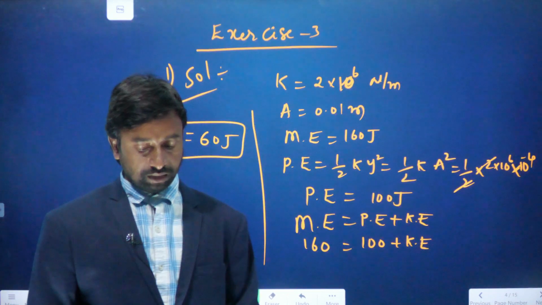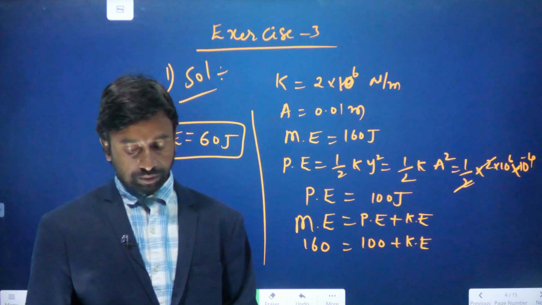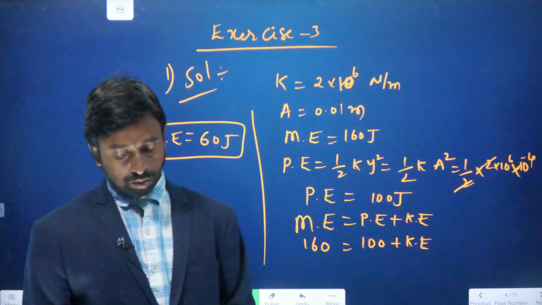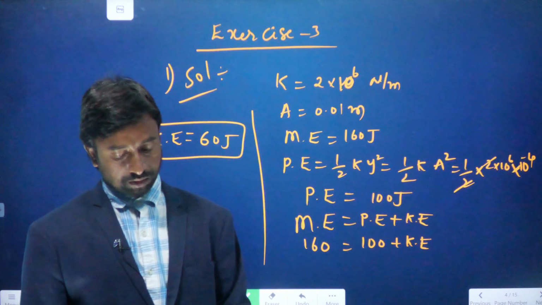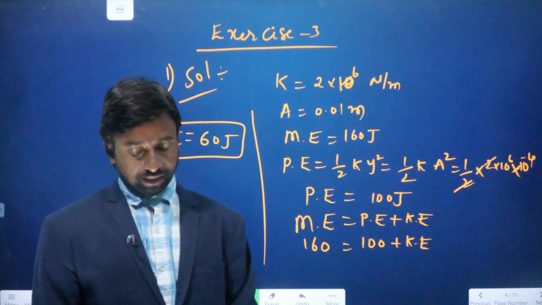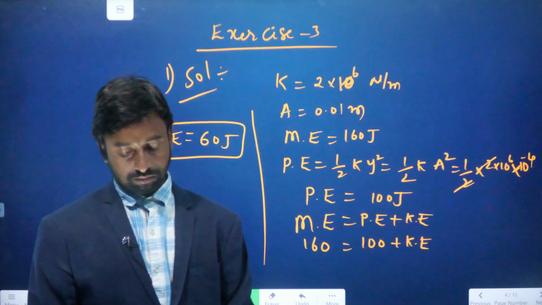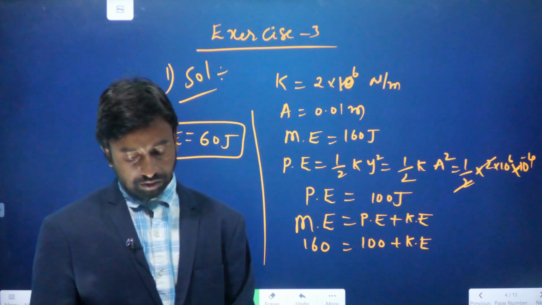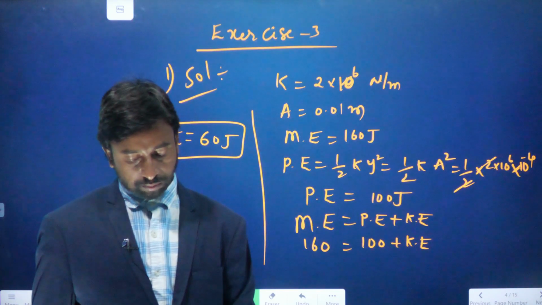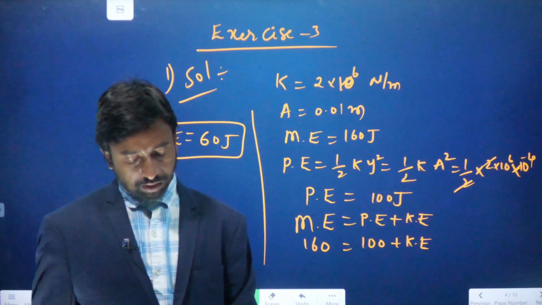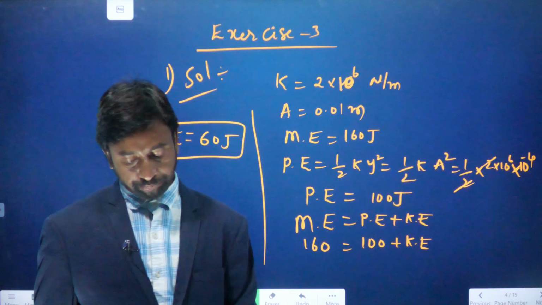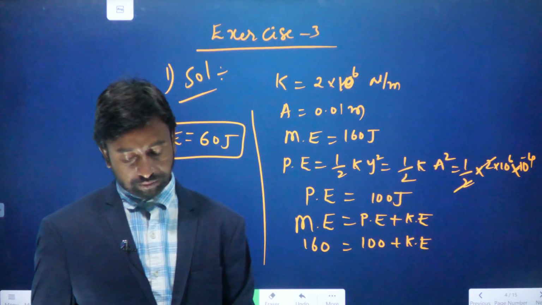A particle of mass 1 kg is executing SHM with an amplitude of 1 meter. The time period is pi seconds. Find the kinetic energy of the particle at the moment when the displacement is 0.8 meters from the mean position. First we should find the velocity by using the equation.